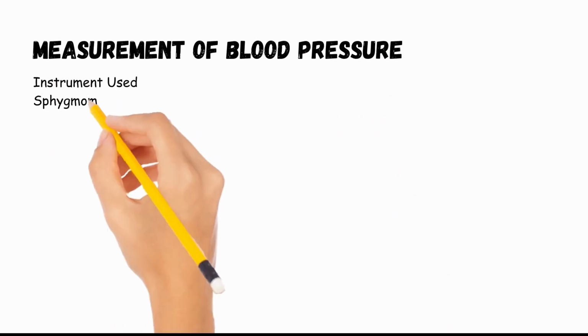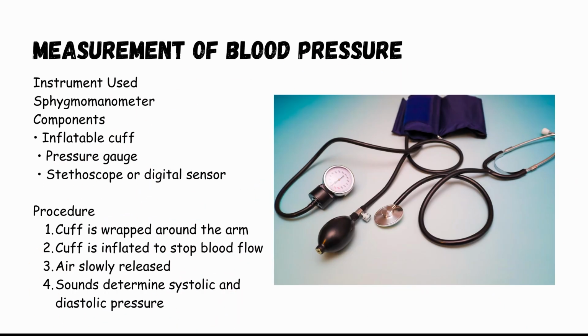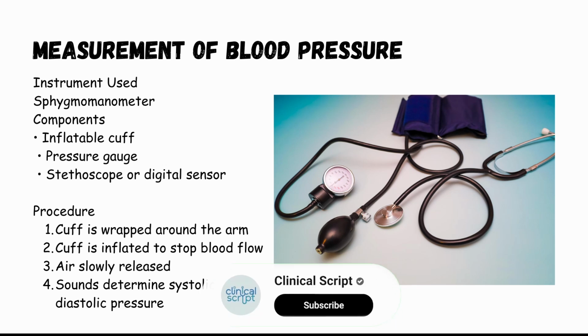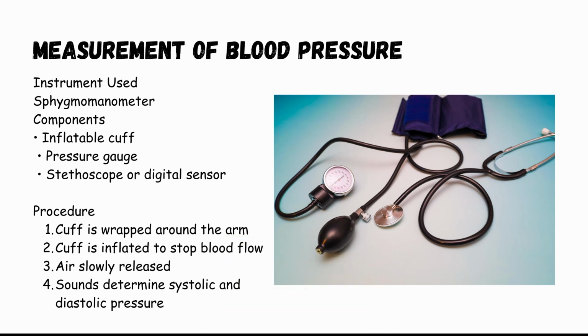Blood pressure is measured using an instrument known as a sphygmomanometer. This device consists of three main components: an inflatable cuff, a pressure gauge, and a stethoscope or digital sensor. The cuff is wrapped around the upper arm and inflated. This temporarily compresses the artery and stops blood flow. As the cuff slowly deflates, blood begins to flow through the artery again.